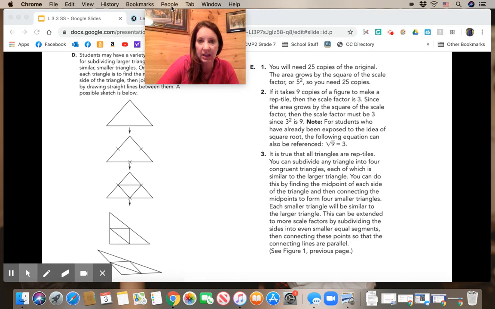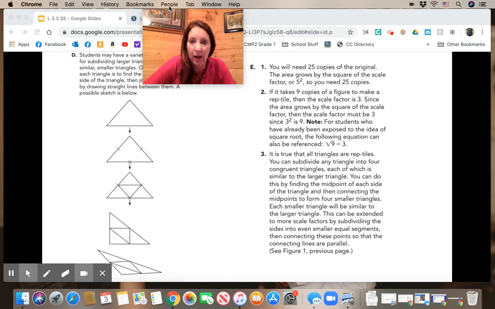In question E1, you would need 25 copies because if the scale factor was 5, 5 squared is 25. E2, you would need 9 because the scale factor is 3. So then 3 times 3 is 9.